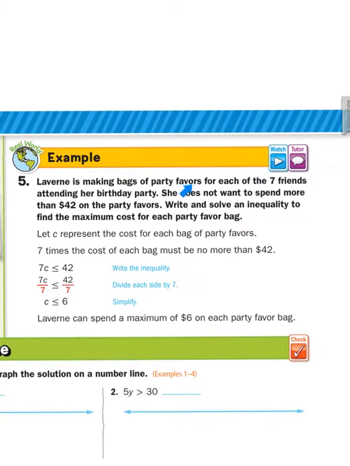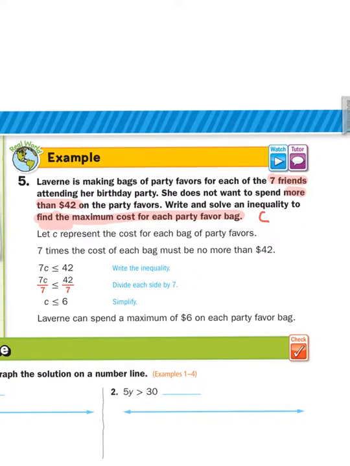Alright, so think about this for a second. She is making bags for 7 friends. So there's 7 friends who are each getting a bag. She does not want to spend more than $42. So you have to write and solve the inequality to find the maximum cost for each party favor bag. So we're going to define a variable here. We have to find the maximum cost for each party favor bag. And I'm going to use C for cost.